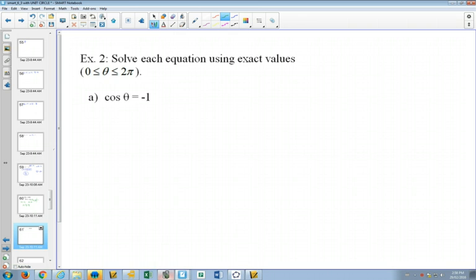So we're going to solve each of these one time around between 0 and 2 pi. Cos theta equals -1. Is the x-coordinate ever -1? Yes. Only once. It's at pi. And this is all the work you'd have to show.